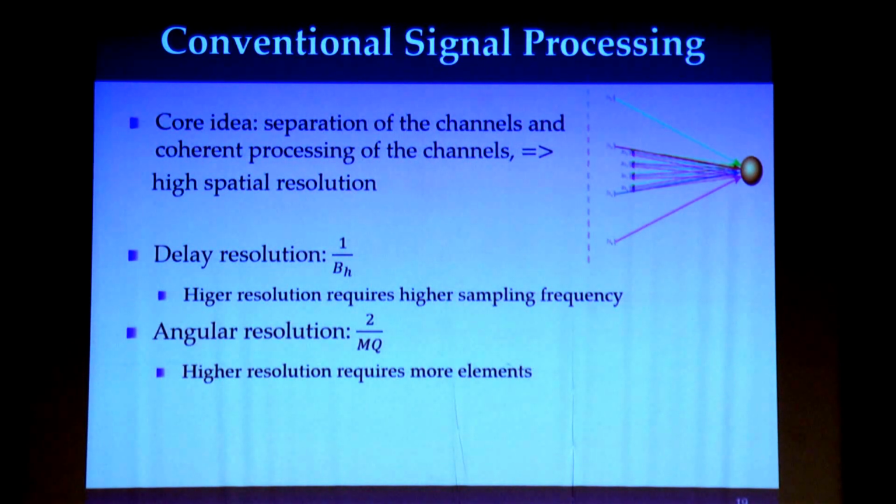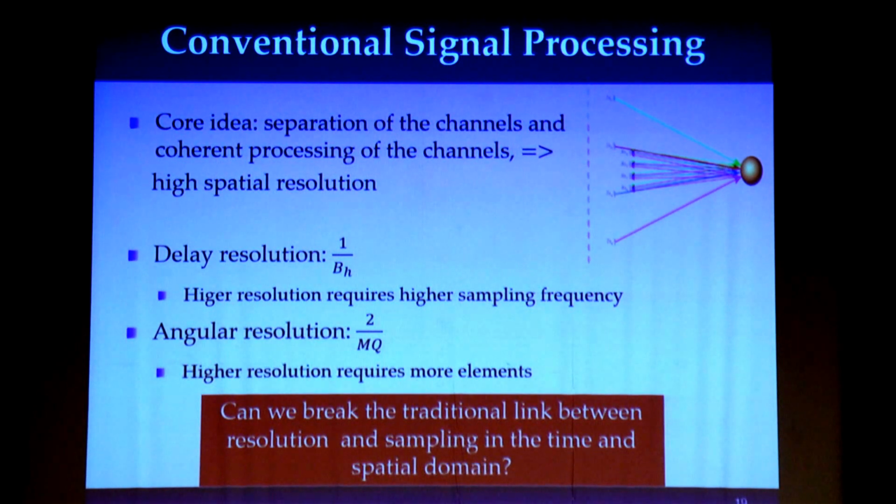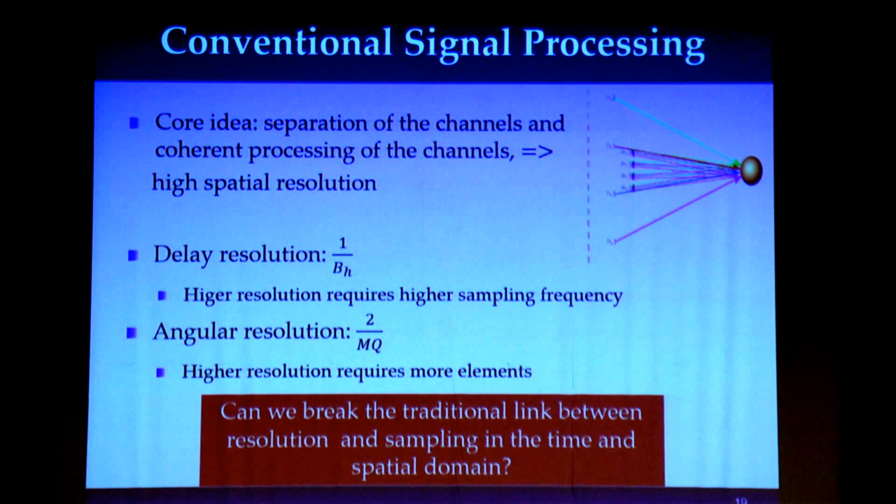The angular resolution, in the azimuth, depends on the number of elements, the number of antennas. It's 2 over m times q, which is the product of the number of antennas. So if we want higher angular resolution, we need more elements. Basically, when we want higher resolution, we have a more complicated system with more elements, with high computational load, etc. So we want to break this link, and we ask the question: can we break the link, as we did before, between resolution and sampling, both in the time and spatial domain, where spatial domain denotes the number of elements, the number of antennas?